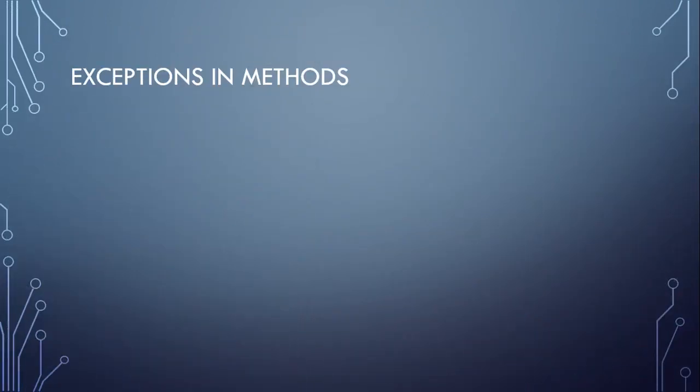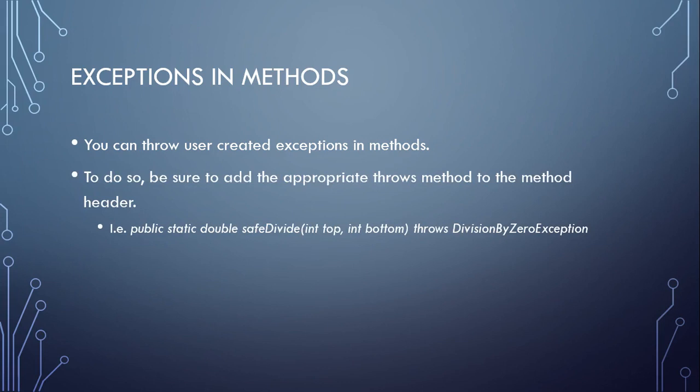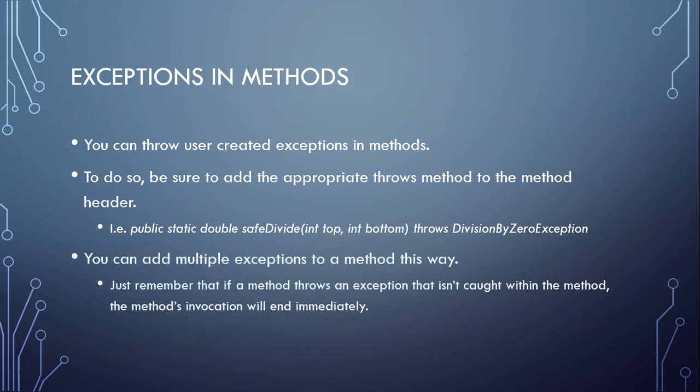Now we can, of course, put exceptions right into the methods themselves. You can throw user-created exceptions within the methods. So to do so, be sure to add the appropriate throws clause to the method header. So for example, public static double safe divide in top and bottom throws division by zero exception. You can add multiple exceptions to a method this way. You just have to code them in properly.